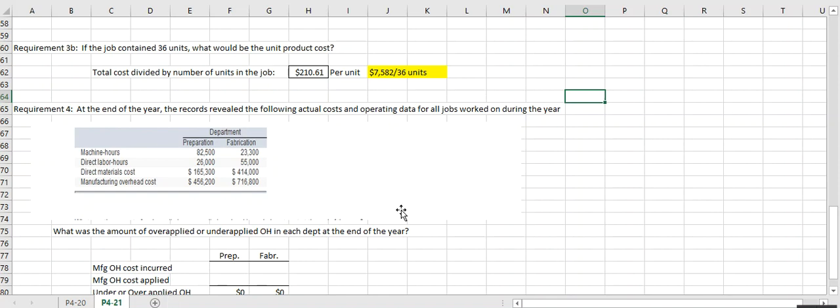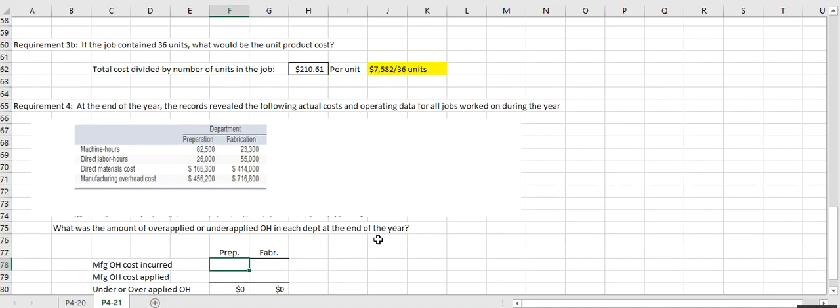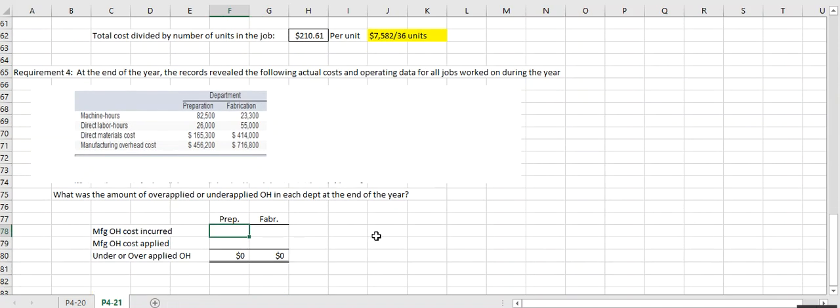So we've done this process in P4-20. We're doing the same thing here, we're just doing it twice, once for preparation, once for fabrication. So we're going to start with what we incurred, or our actual cost, and we're going to look at what did we apply, and then we're going to have to figure out whether it's over or under applied.